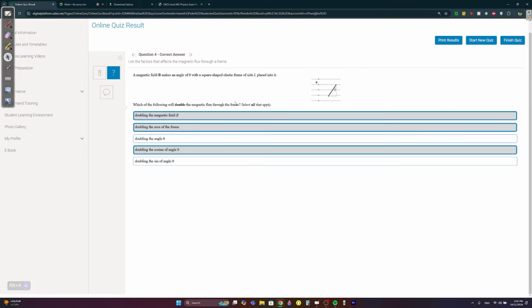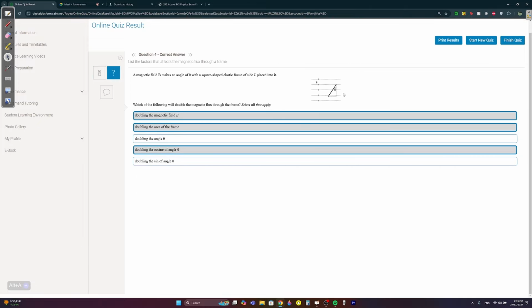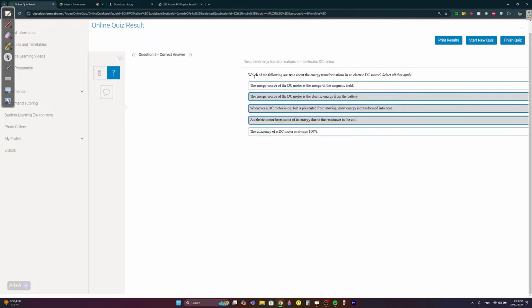Question 4: which of the following will double the flux? Obviously, doubling the magnetic field, doubling the area, and doubling the cosine, right? Because BA cosine theta. So double B, you get double flux. Double A, you get double flux. Double cosine theta, double flux. What do they consider as theta? Okay, that makes sense. Question 5.